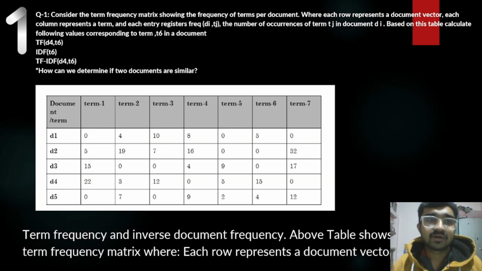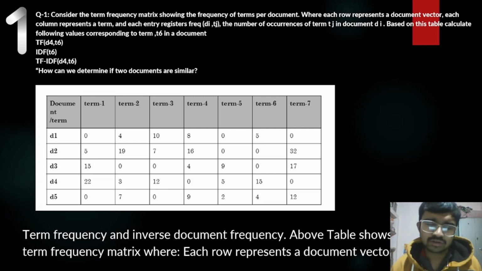First question: consider the term frequency matrix showing the frequency of terms per document, where each row represents a document vector and each column represents a term, and each entry registers the frequency of the term, the number of occurrences of term tj in document di. Based on this table, calculate the following values corresponding to term T6 in a document.